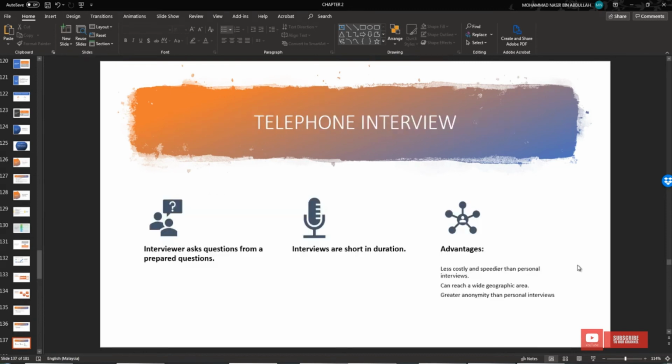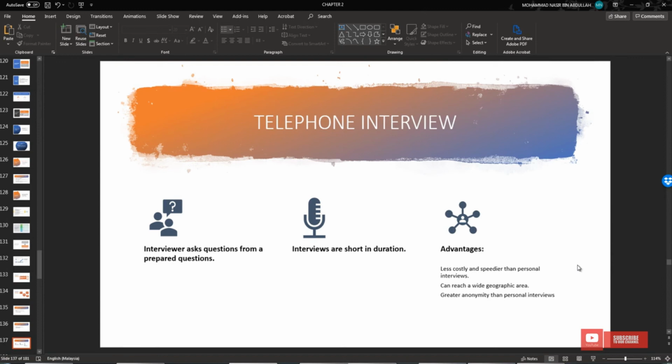Right, let's look at the telephone interview. The interviewer asks questions from a prepared list. This is basically a structured interview. Interviews are short in duration, meaning people are not in favor of talking to the interviewer for a longer period of time. The advantage is it is less costly and speedier than personal interviews, meaning we don't need to go to the field to find a respondent. We just dial in through the phone and reach the respondent in whatever geographic area our research problem requires.